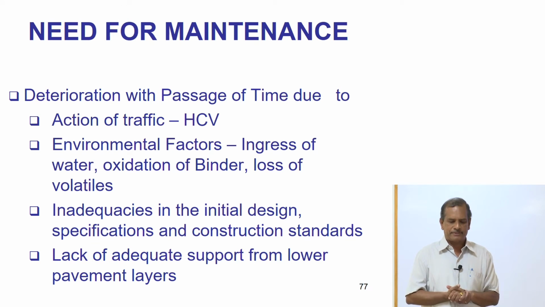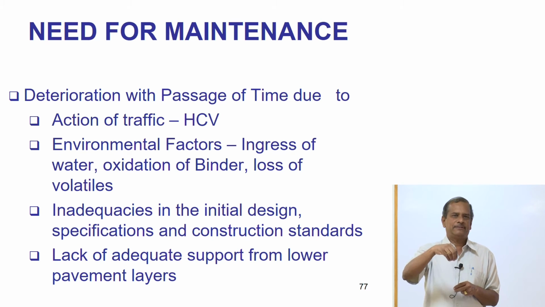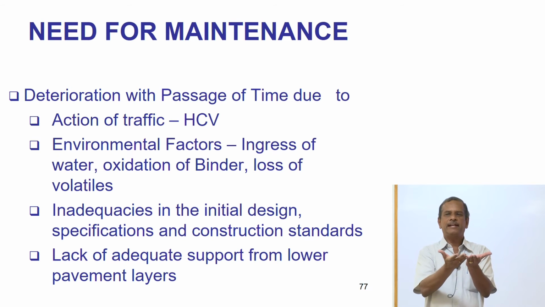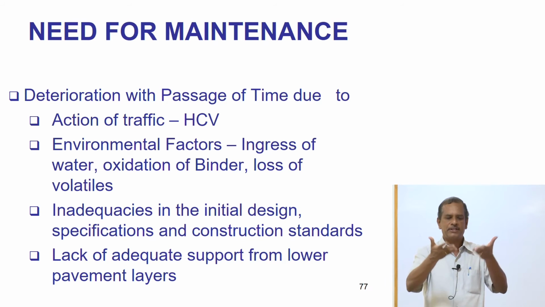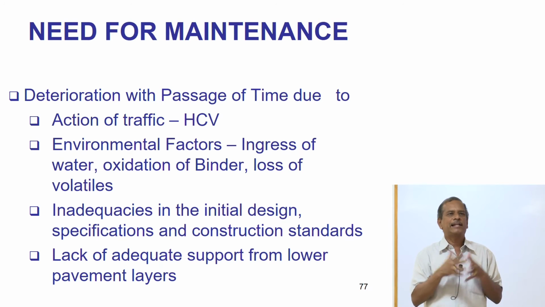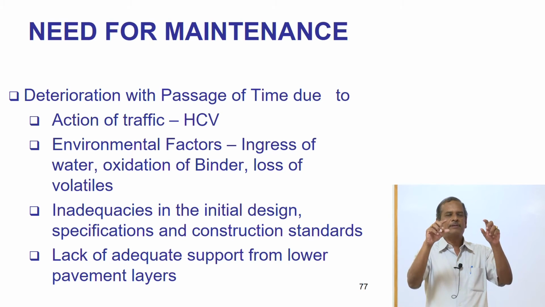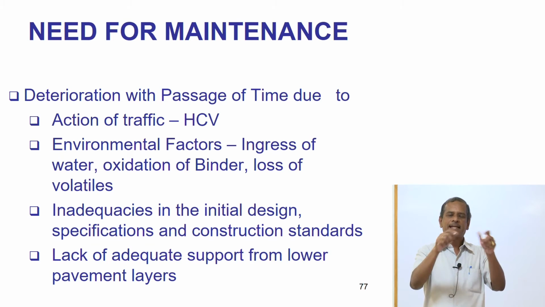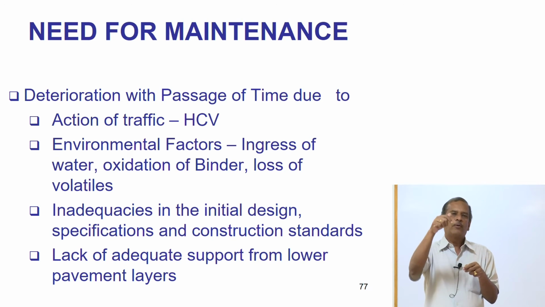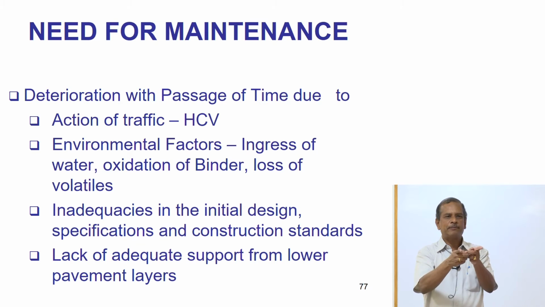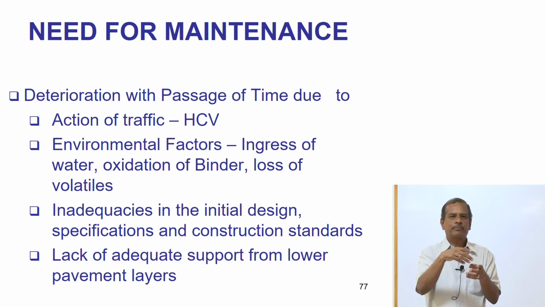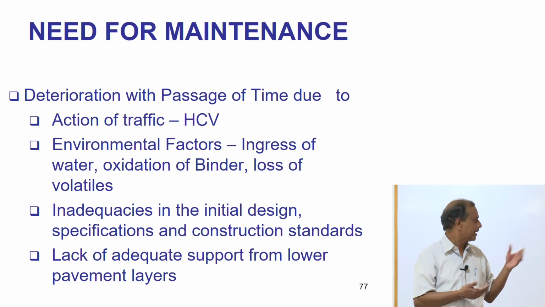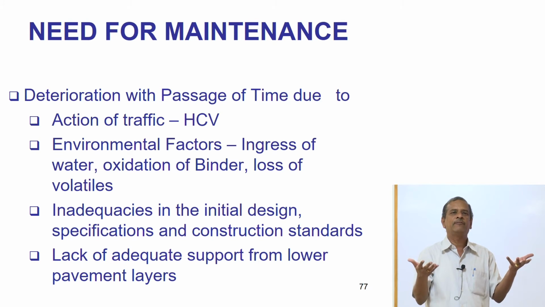Second is environmental factors. Water will get into the layers. Thirdly, when this surface is exposed to atmosphere, there will be oxidation of the binder, loss of volatile matter, and the top bituminous layer will become more rigid, stiff and may crack. Once it cracks, water will enter into the pavement system. Once the water enters into the pavement system, it strips the binder from the aggregates and potholes form. So, second reason is the environmental factors. Third is inadequacy in the design. The loss can be about the lack of support, subgrade getting weak because of moisture induced damages.